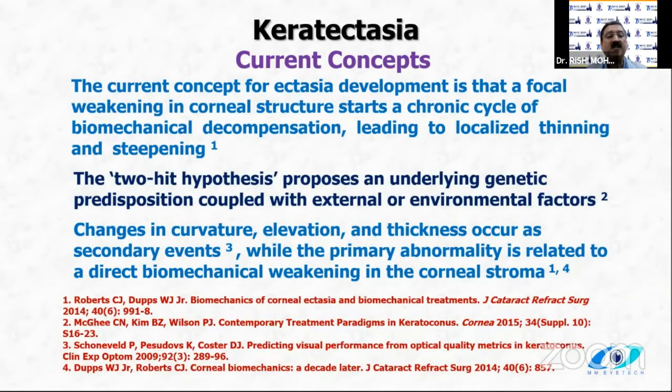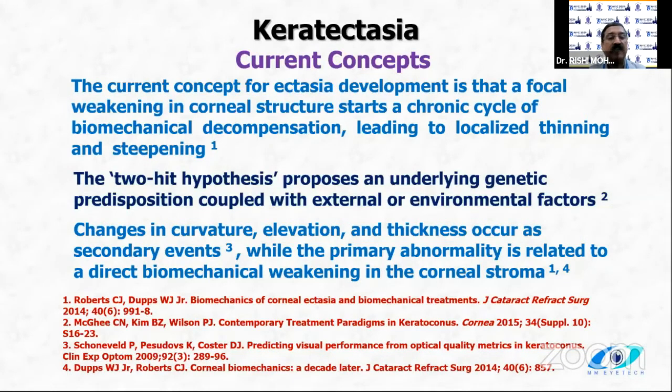One thing that seems to be fairly certain, which is the current concept for ectasia development, is that it is a focal weakening in the corneal structure, which then starts a cycle of biomechanical decompensation, leading to localized thinning and steepening. There is a two-hit hypothesis, which proposes that there is an underlying genetic predisposition, coupled with an external or environmental factor. This could be rubbing, as in keratoconus. It could be a surgery. It could be contact lens use.